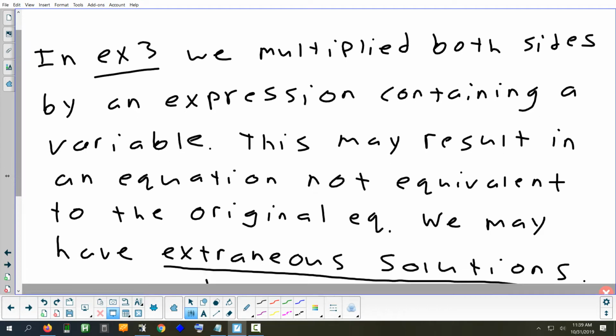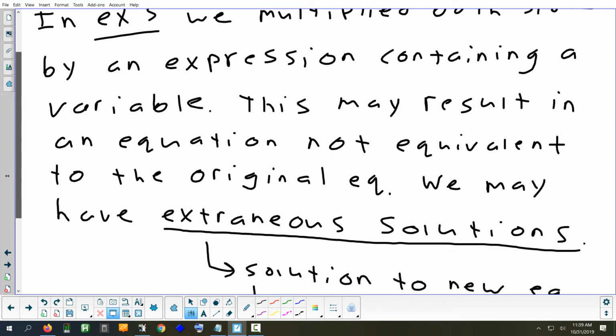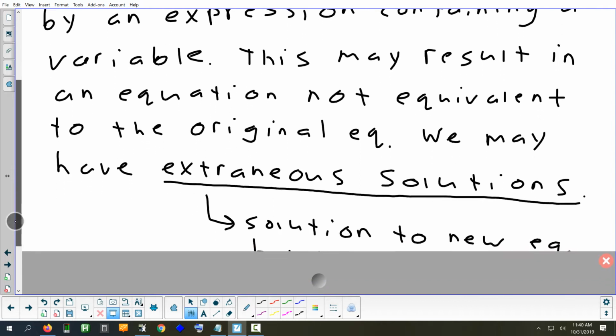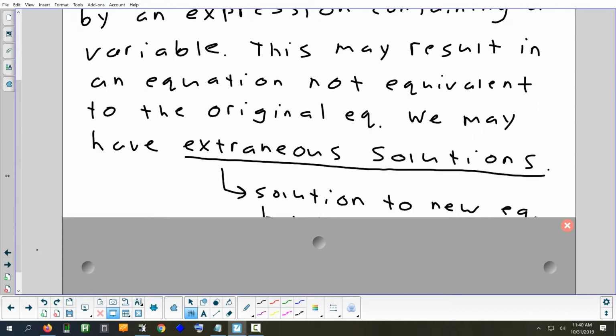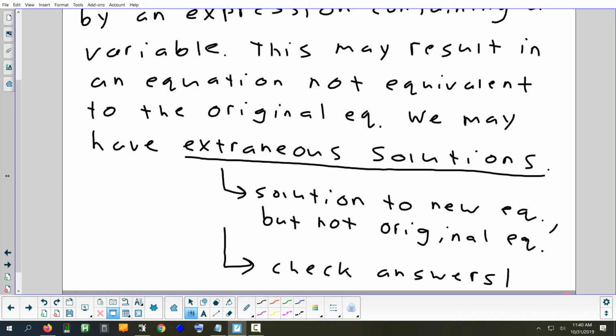It's not because you did something wrong. It's just because that's what happens when you multiply both sides of an equation by a variable. So if you multiply both sides by a variable, that's okay, but check your answer. Make sure that the solutions that you get actually work. And I'm going to show you a simple example of an extraneous solution with a very simple equation.